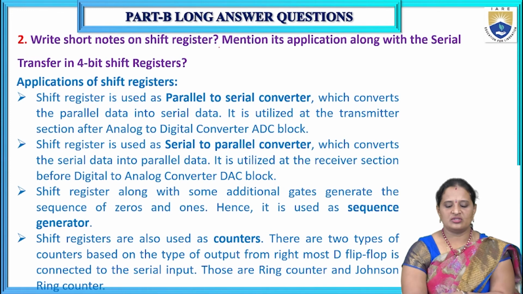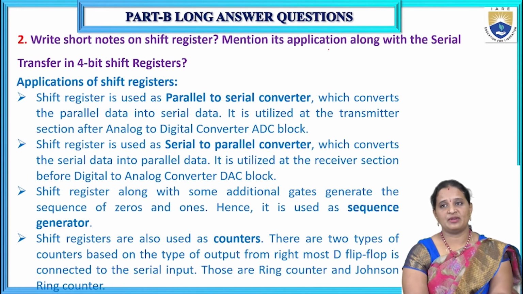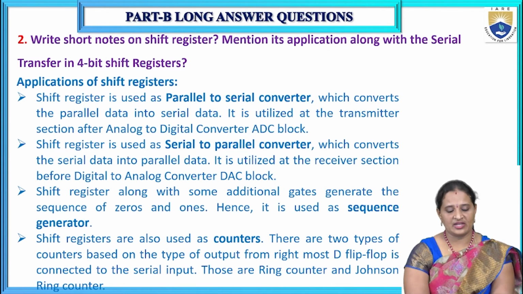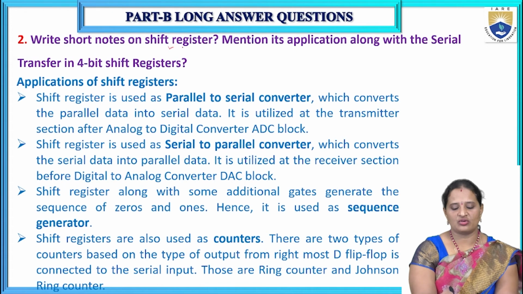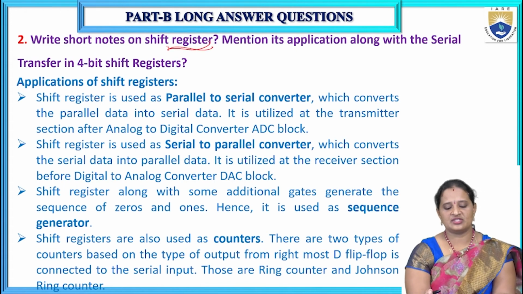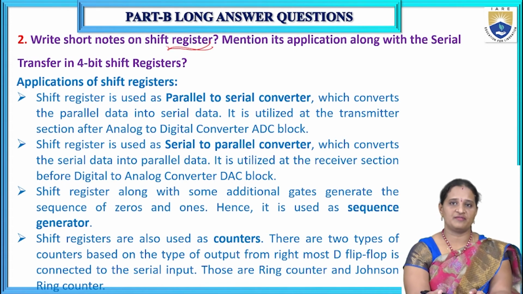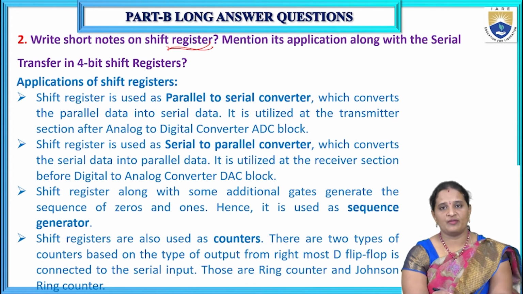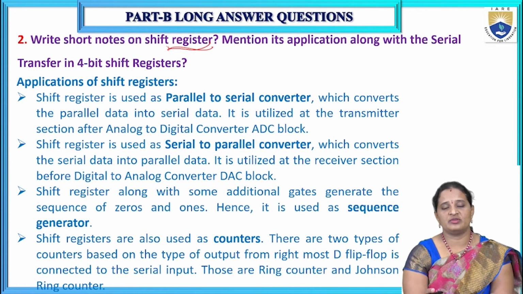Now write short notes on shift register. Mention its applications along with serial transfer in 4-bit shift register. Right? So here this is the question. First of all, write short notes on shift register. Shift register is again a combination of flip-flops in order to store the data. So the number of flip-flops that can be cascaded together depends on the amount of data to be stored, either 8-bit data or 4-bit data, whatever it is. Based on that, you have to choose the number of flip-flops.